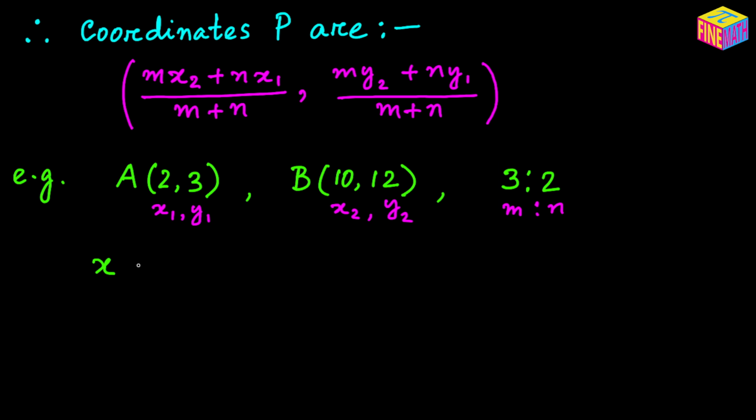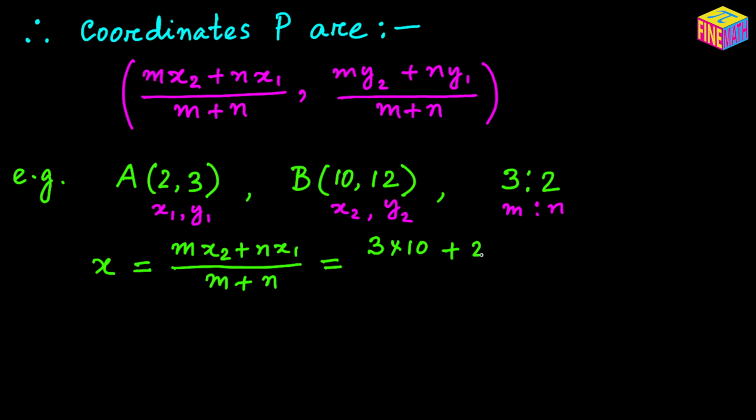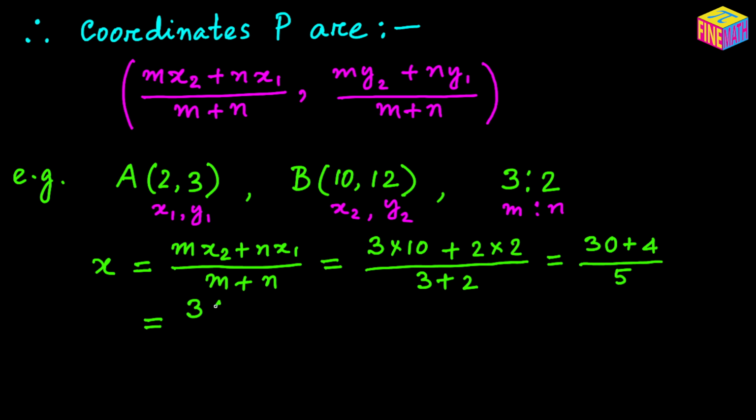If that is the information provided, then we can say x will be the x coordinate of P, which is what we are supposed to calculate, and that will be equal to (m times x sub 2 plus n times x sub 1) divided by (m plus n). Now let's put the values here. m is 3, so it is 3 times x sub 2, which is 3 times 10, plus n times x sub 1, n is 2 in this case, so 2 times 2, divided by m plus n, which is 3 plus 2. If we simplify this, it is going to be 30 plus 4 divided by 5, which is equal to 34 divided by 5.